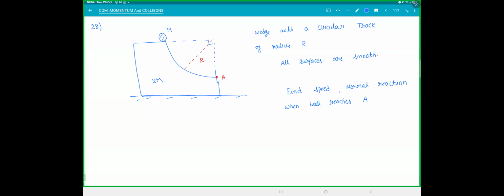Root gr by 3. Normal reaction, na? Speed of the ball I need. Okay, that is fine. You got the speed right. Right, Siddesh. I think you got speed of something else. You didn't get the speed of the ball. I think you found speed of the wedge.